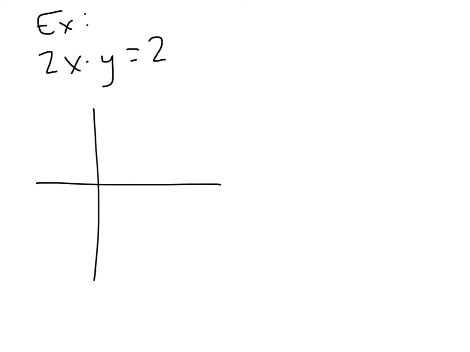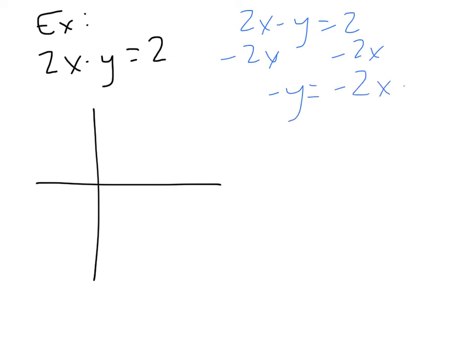All right, now let's graph an example. If I have 2x minus y equals 2, first thing I want to do is get it in slope-intercept form. So 2x minus y equals 2. I'm going to subtract 2x on both sides. Negative y equals negative 2x plus 2. Change all the signs. Y equals 2x minus 2.